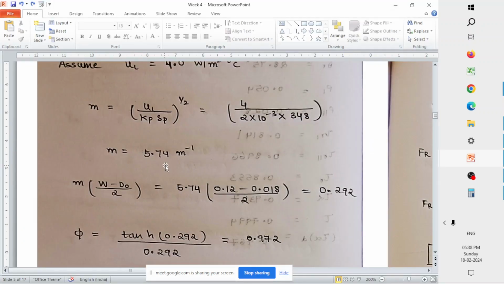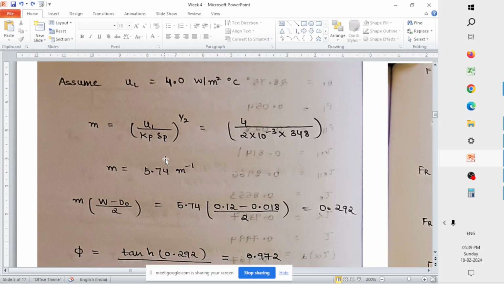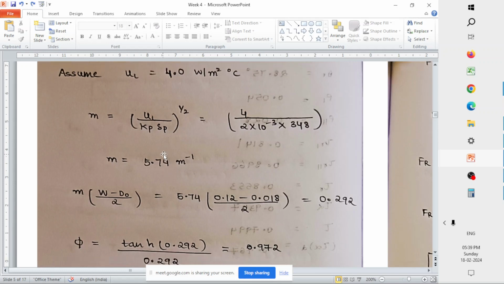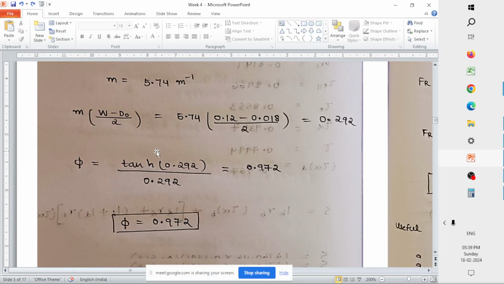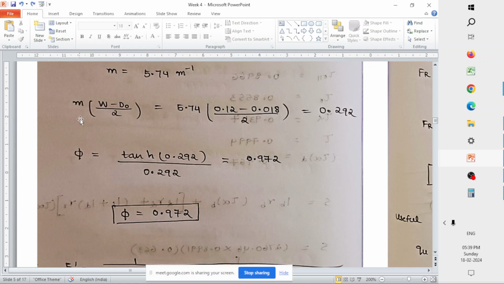Yeah, so the value of your m will be around 5.74, but let me just check whether there is any kind of mathematical error. So these are the chances where you can actually make errors. Yeah, it's fine, it's correct. m is 5.74. So now you have to calculate m into (W minus D naught) by 2.